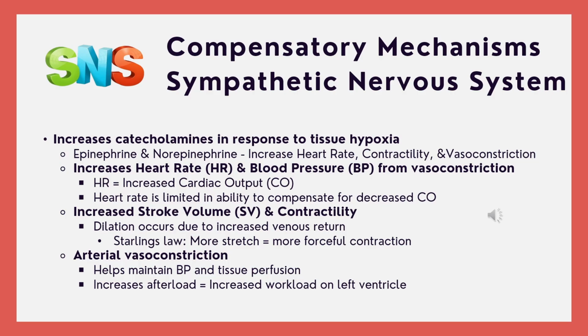So you can see while the SNS initially helps to maintain blood pressure and cardiac output, chronic SNS activation leads to persistent tachycardia, which increases that myocardial oxygen demand and contributes to worsening heart failure. It increases afterload, which makes it harder for the heart to pump, and it causes ventricular remodeling, which leads to hypertrophy and fibrosis of the heart muscle. So this is why beta blockers, which block that SNS activity, are such an important part of heart failure treatment. They slow the heart rate and reduce afterload. Beta blockers help improve long-term heart function.